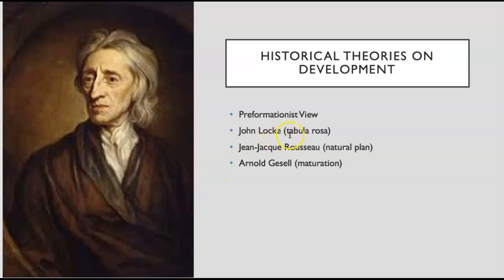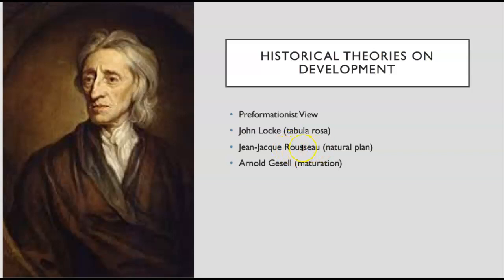Now, John Locke believed that children were shaped by their social environment. He believed that children come into this world not knowing anything, something that he referred to as the tabula rasa, or the blank slate, and that as children interact with their social environment, they begin to develop different abilities.